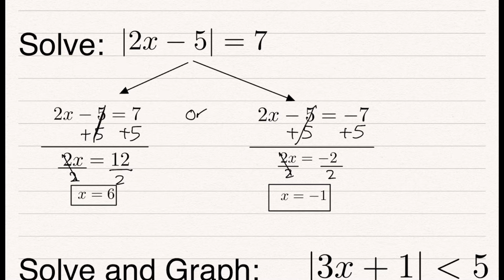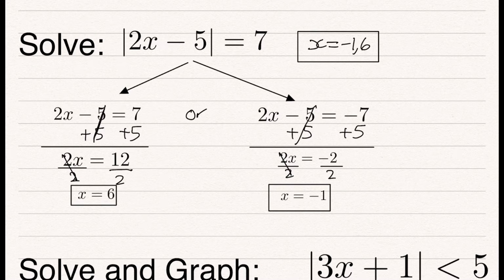So now we plug it in. 2 times negative 1 is negative 2. Negative 2 minus 5 is negative 7. And the absolute value of negative 7 is equal to 7. So this also works back in the original equation. So these are both answers. There's several ways we can give this as answers. We could write these as x equals, I usually give these from least to greatest, negative 1 comma 6. That would be one way to show our solutions.